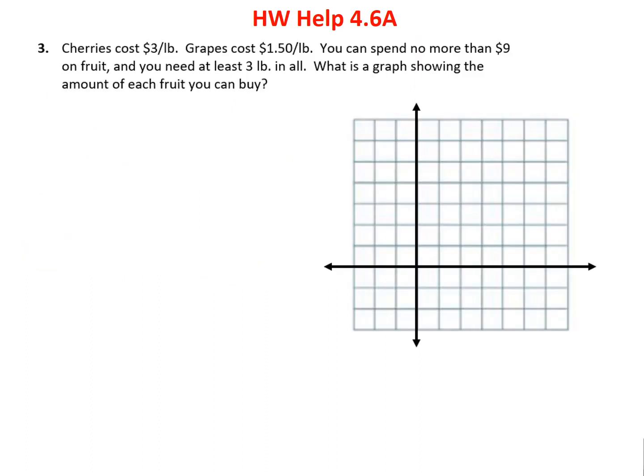Problem 3 says that cherries cost $3 a pound, grapes cost $1.50 a pound. The limitation is though, you can only spend $9 on fruit and you need to buy at least 3 pounds. So let's define some variables first. I'm going to let x be the amount of the cherries, how many pounds of cherries I buy, and y is going to be the grapes, the pounds of grapes.